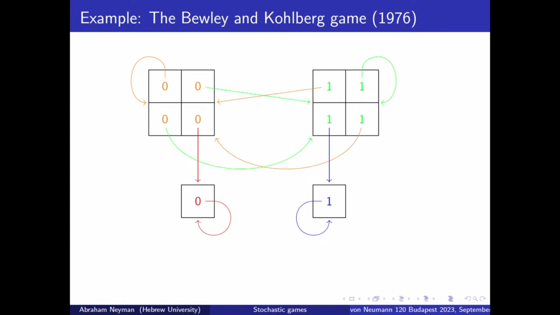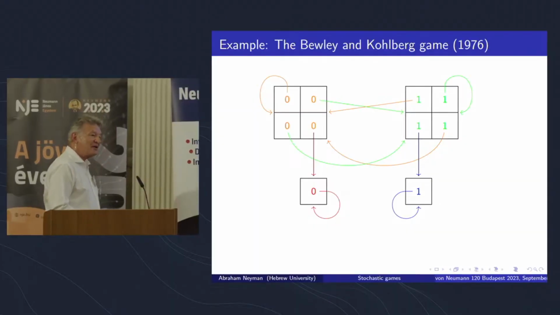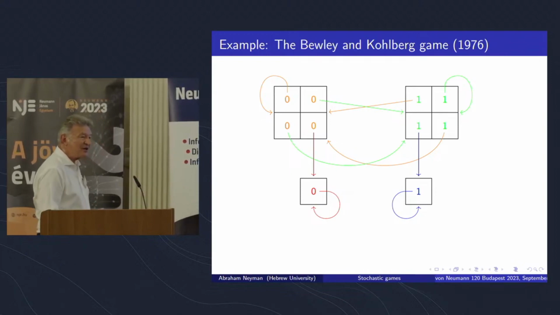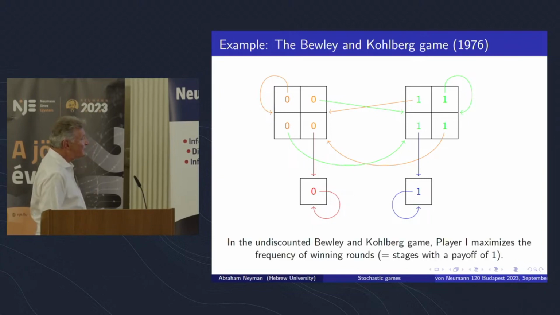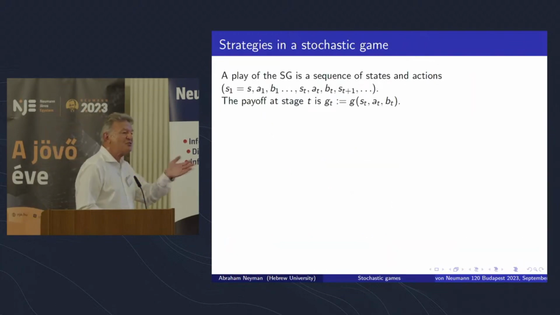Again, when they posed it, it was unclear how to play this game. What is the value of this game if you are playing it for infinitely many rounds and you try to maximize the expected rounds that you are winning the game? So strategies in the stochastic games are exactly like strategies in the simultaneous move games with chance moves, because what we have here is simultaneous moves and chance moves.